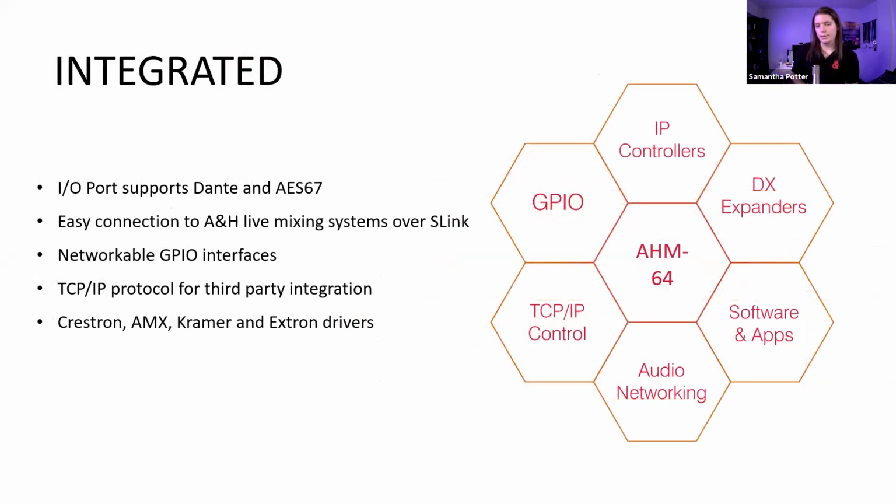And we've got all of this great integration. That's kind of what install is all about, right? So I've mentioned all the Dante, we've got the AES67 as well as SoundGrid, but we've also got that intelligent S-Link port and all of our protocols. But then we also have things like networkable GPIO, because sometimes there are projects where we don't need any GPIO, but then there are other projects where it's like, I suddenly need a ton of GPIO, and we have an option for that, and I'll show you guys that in just a moment.